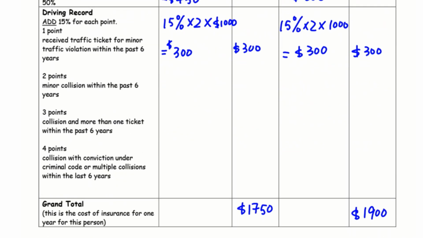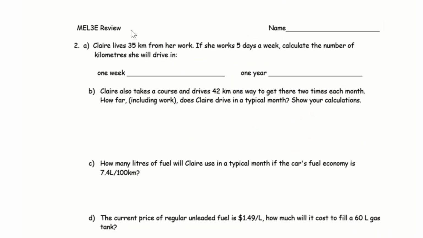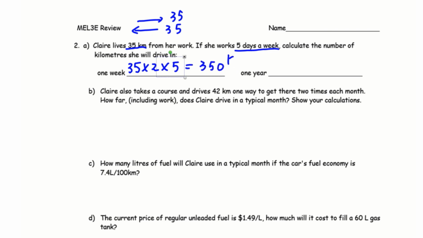And the next question. This is fuel consumption. She lives 35 kilometers from her work and works 5 days a week. Calculate the number of kilometers she will drive in 1 week. For each day, one way is 35. You drive 35 to work, then drive 35 back. This is for 1 day, so 35 times 2 is for 1 day, and times 5 days for a week. Then we are going to have 350 kilometers.